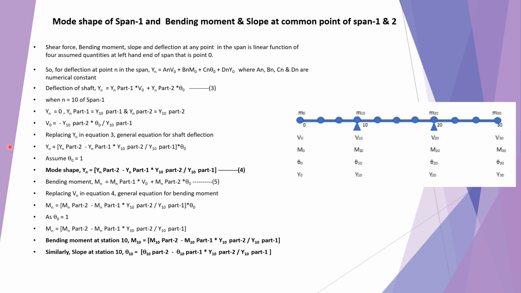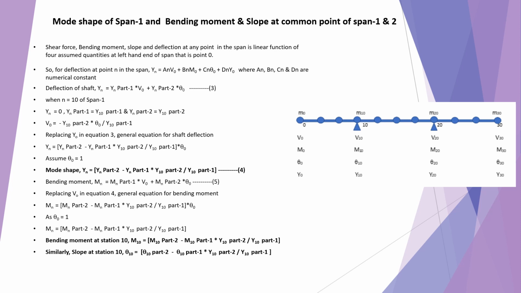So replacing v0 in equation number 3, the general equation for the shaft deflection, yn = [yn part 2 − yn part 1 × y10 part 2 / y10 part 1] × theta 0. Assume theta 0 is 1, so the mode shape yn is equal to yn part 2 minus yn part 1 into y10 part 2 upon y10 part 1. This is equation number 4. With this equation, we can calculate the mode shape of critical speed for span number 1.